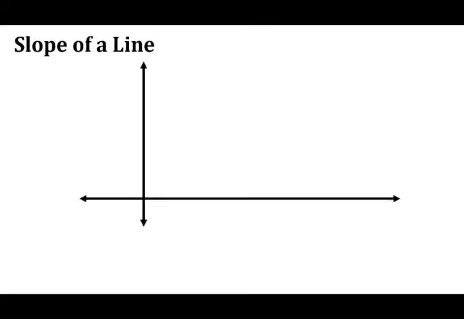Okay, so slope of a line. So let's say there are the x and y axes here. So let's assign values for x sub 1 and x sub 2, y sub 1, and then y sub 2. So remember that concept.